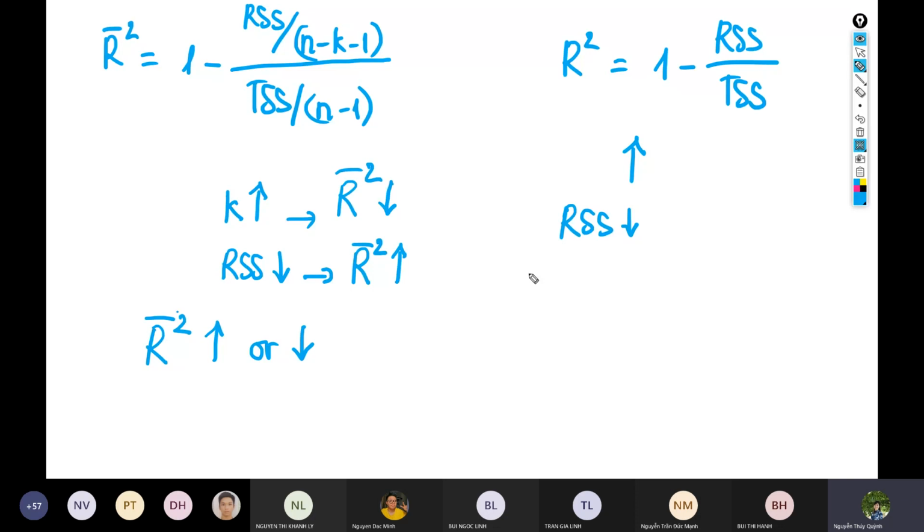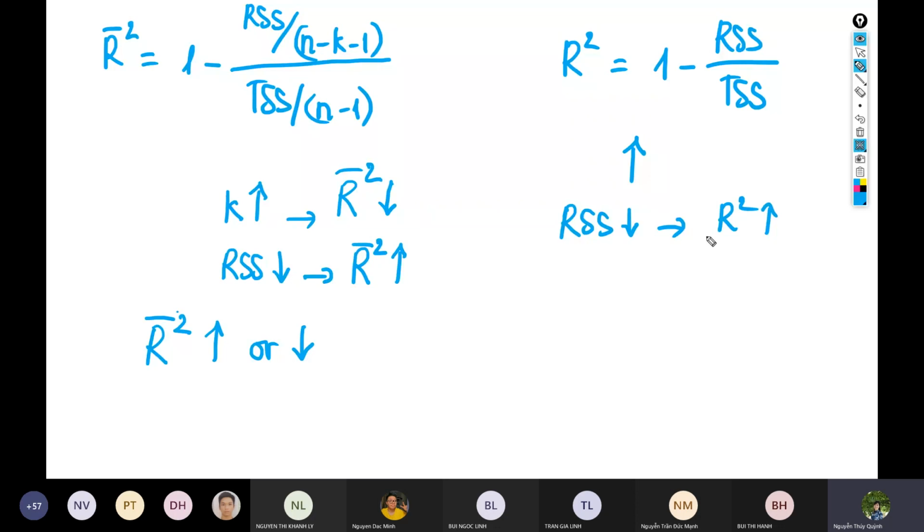So it's different from R square. For R square, when we add one more independent variable into the model, R square will also increase. But for the adjusted coefficient of determination, which penalizes the adding of more independent variables into the model, it will increase or decrease depending on which effect is larger.